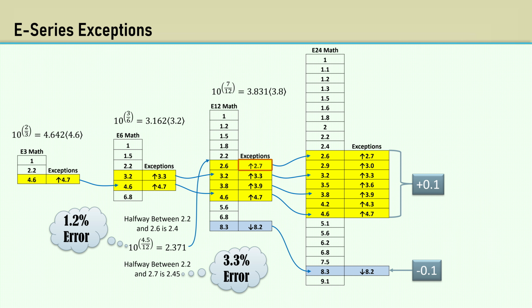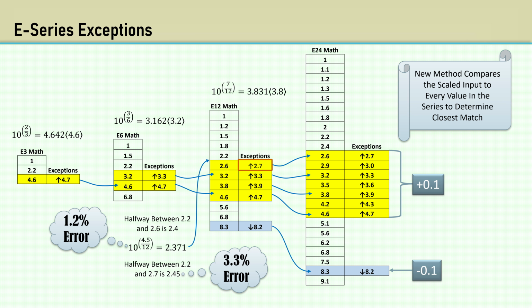The exceptions were not encompassed in the calculations, but we're going to fix that here. The new method compares the scaled input to every value in the series to determine the closest match. There is one other thing to consider.